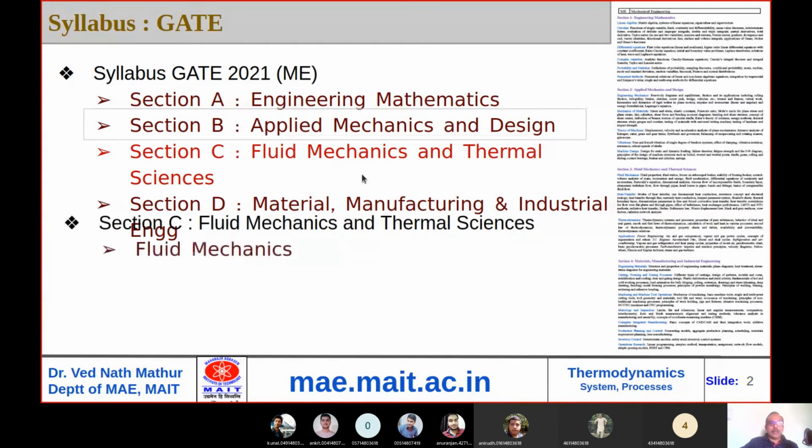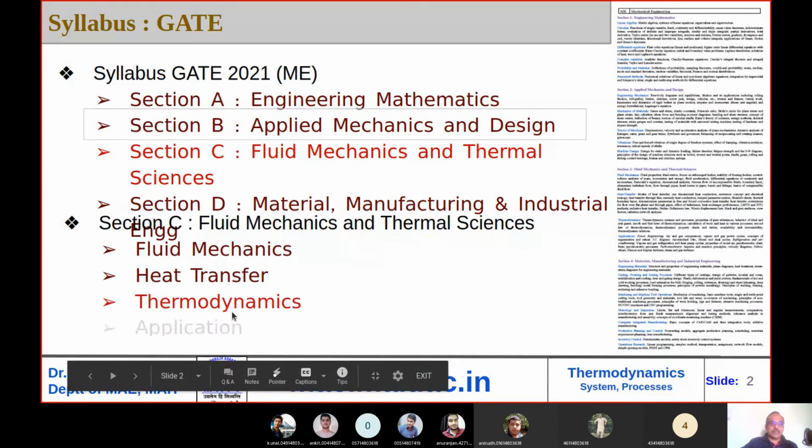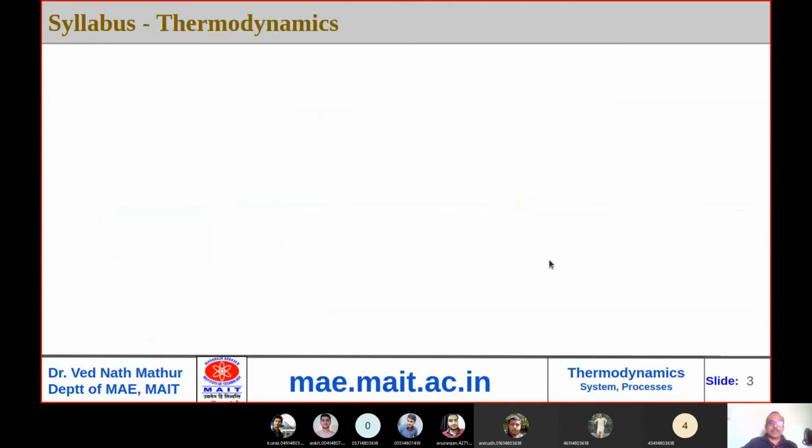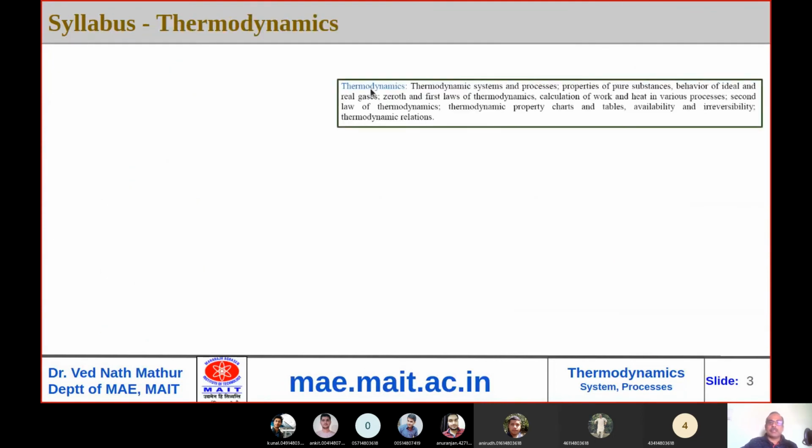And I'll be mainly discussing Section C. Section C again consists of fluid mechanics, heat transfer, thermodynamics, and applications. So we are somewhere here in Section C at thermodynamics. This is a small paragraph, and I intend to cover the topics in this paragraph. Now what's in this paragraph? It's about the basic thermodynamics, which we have discussed in the 3rd semester course. So I will be mainly revising all those things.